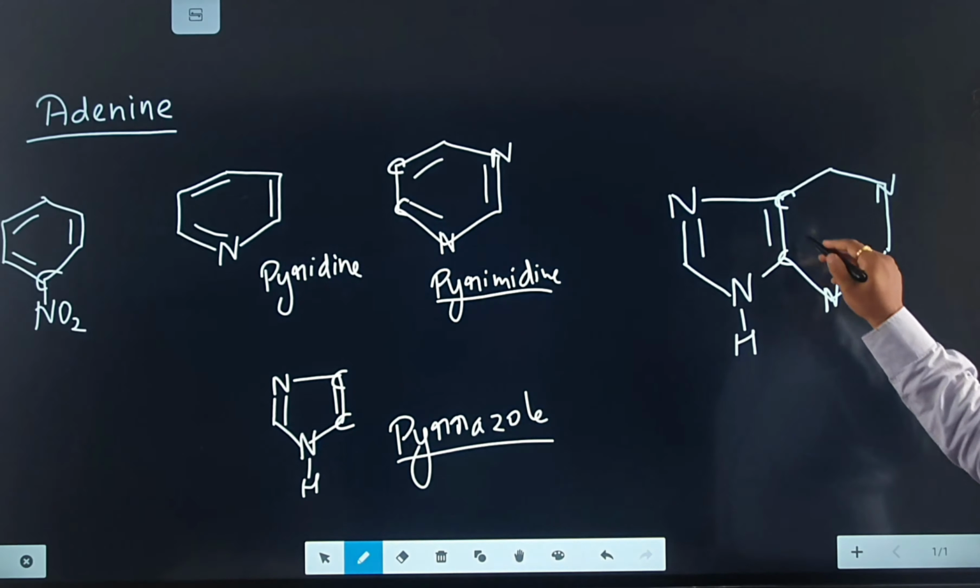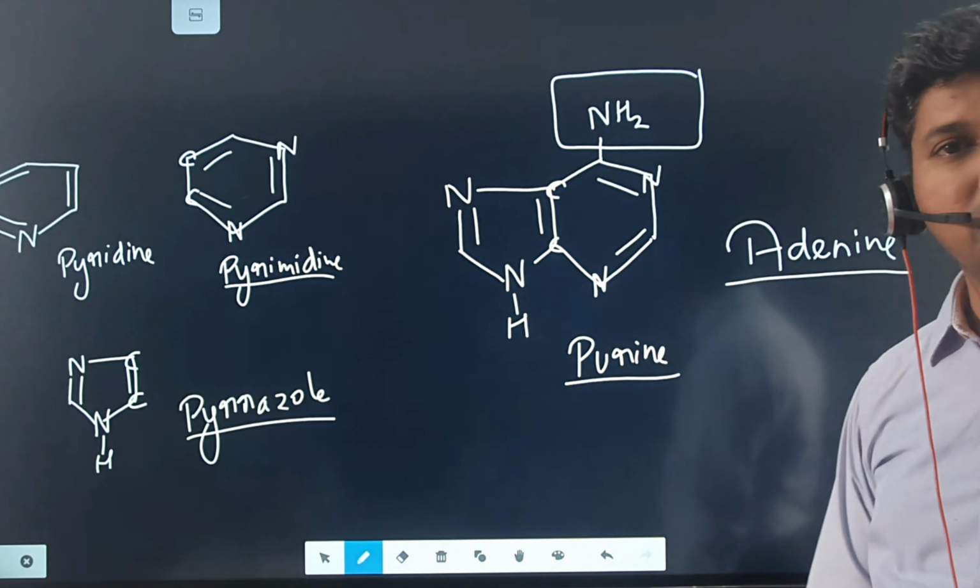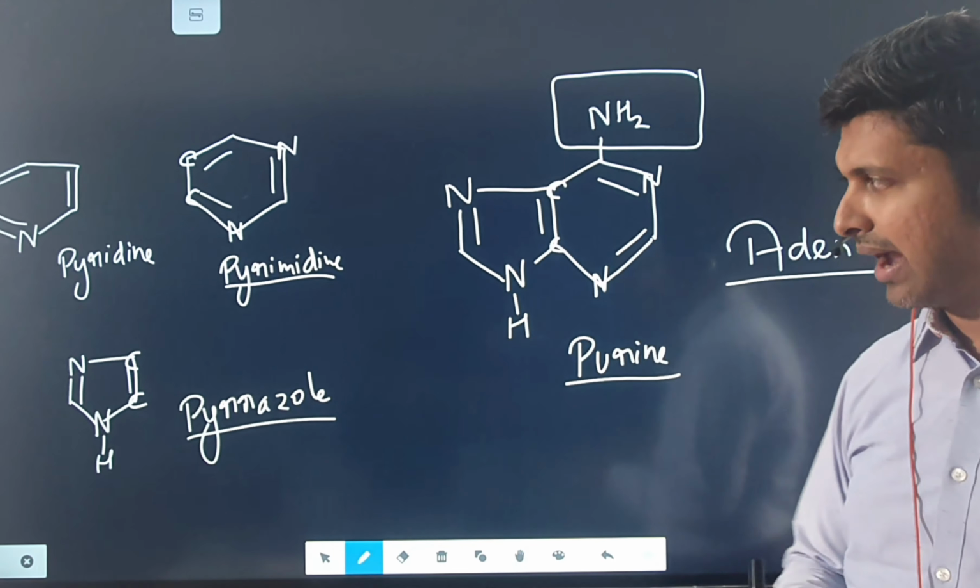the moment I attach this NH2 group, it becomes something called adenine. This is the structure of the first nitrogenous base which we are seeing, that is adenine. We have come a long way step by step. So when I attach NH2, it is adenine. So purine is the nucleus. Try to understand this.